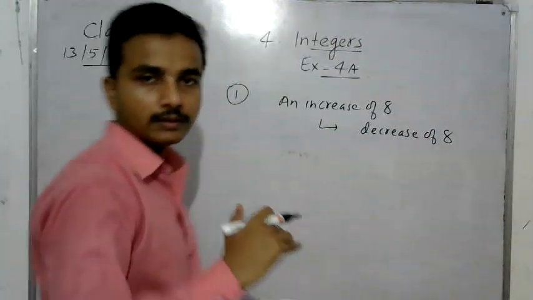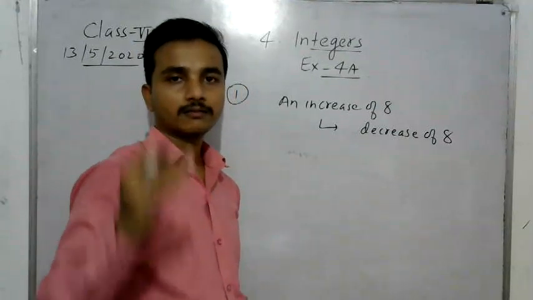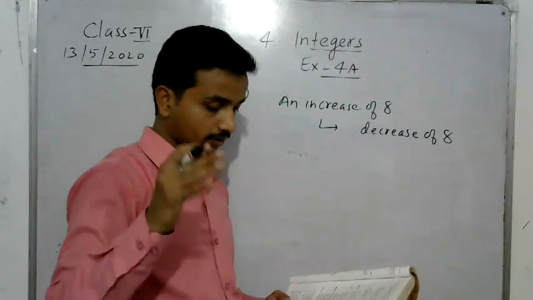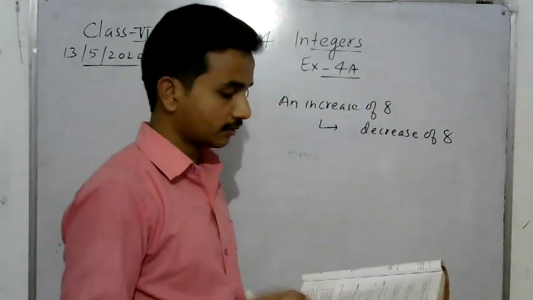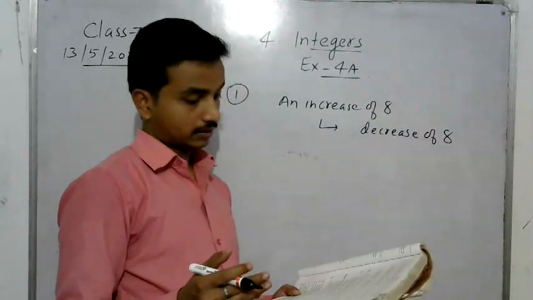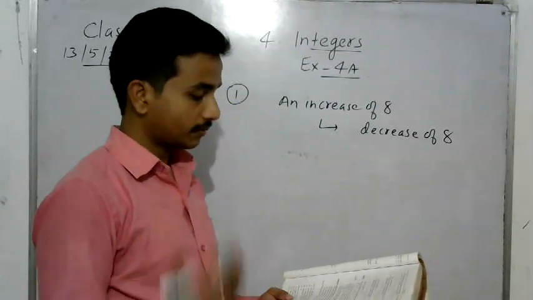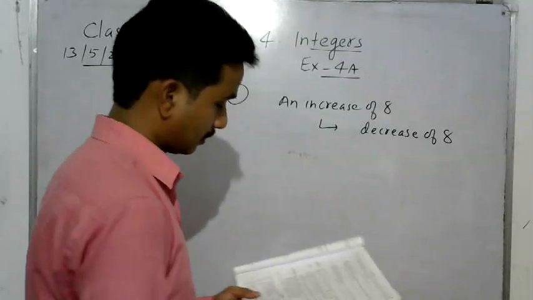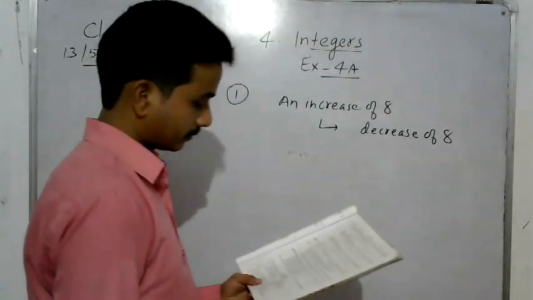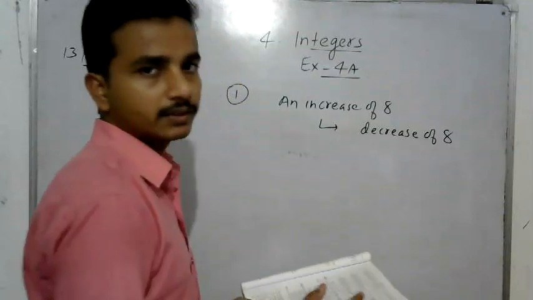10 kilometer above the sea level, so its opposite is 10 kilometer below the sea level. 5 degrees centigrade below the freezing point, the opposite is 5 degrees centigrade above the freezing point. Earning rupees 500, what is its opposite? Spending rupees 500.